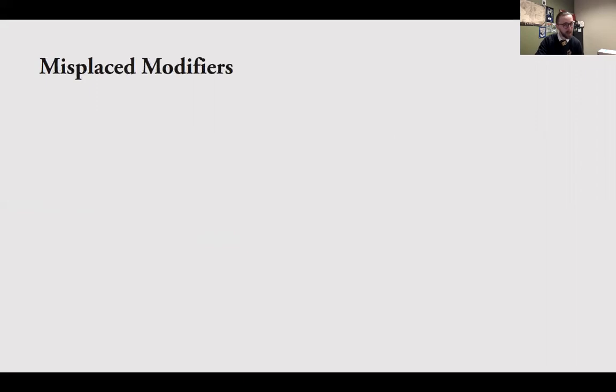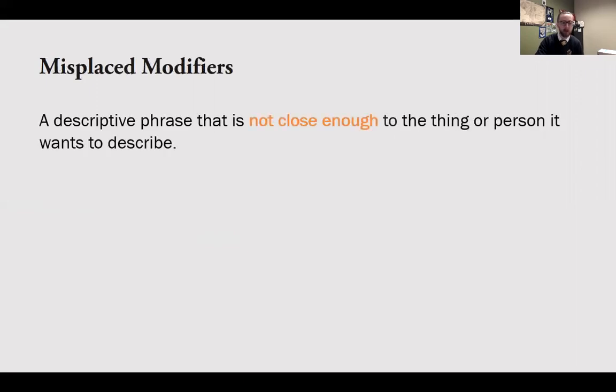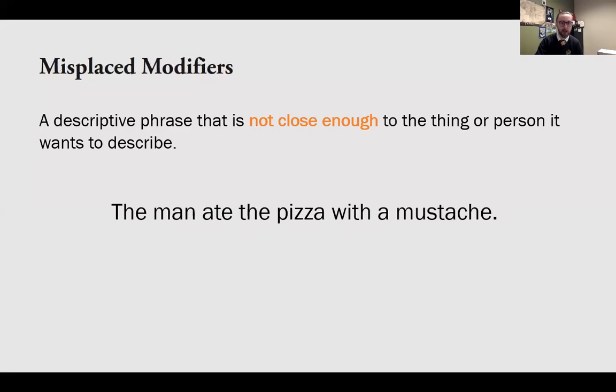Misplaced modifiers are slightly different, but similar. It's a descriptive phrase that's just not close enough to the thing or person it wants to describe. So the person might still be in the sentence, but it is removed from the modifier. An example, the man ate the pizza with a mustache. Now, obviously, with a mustache is wanting to describe the man and not the pizza. But if you look at the sentence, that phrase is closer to pizza than it is to the man. So as it is right now, it's describing the pizza.